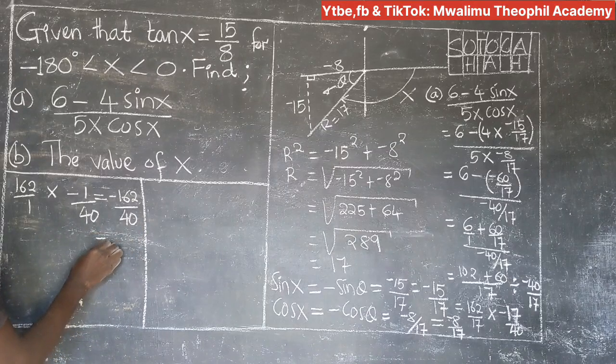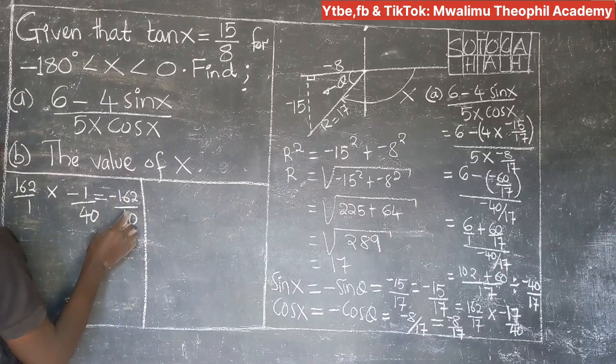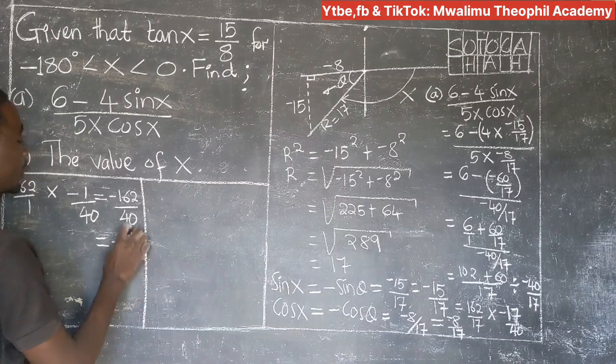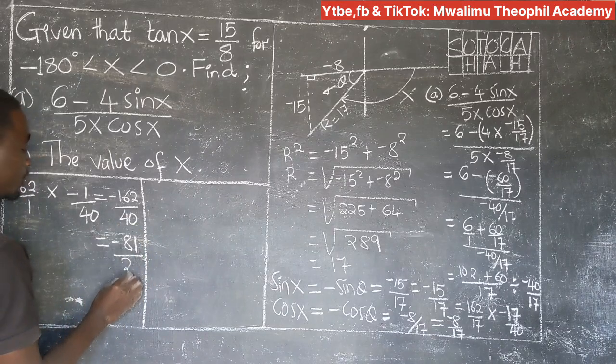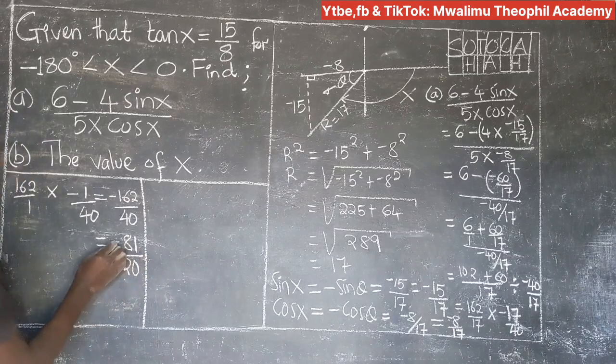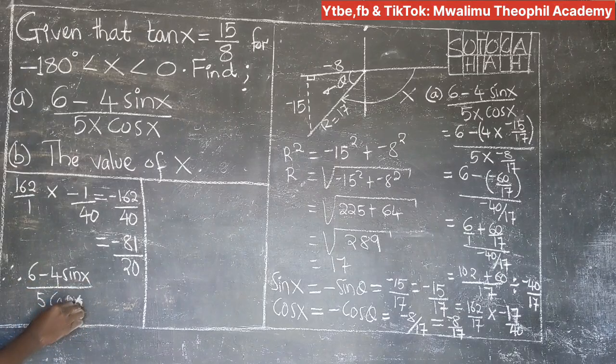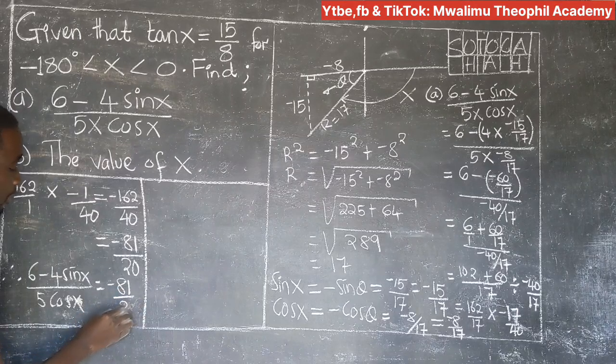When we simplify by a factor of 2, we're going to have -81 over 2 times 20, so the answer is -81 divided by 20. Therefore, we conclude that the value of 6 minus 4 sine x divided by 5 times cos x will be equal to -81 divided by 20. This is the answer.